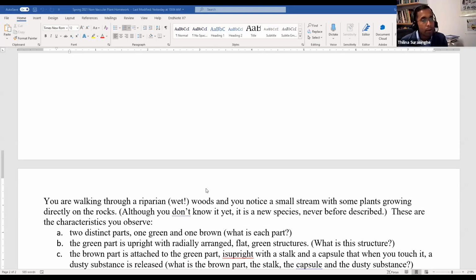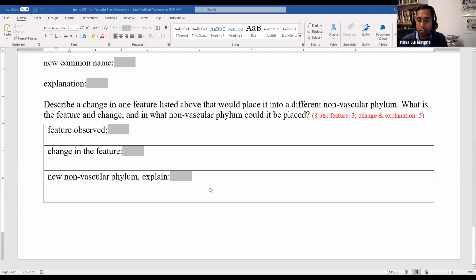Emily, go ahead. I had a question about the last question. Let me share that back. Ask your question. So it's like we have to give it a quality that we think would place it into a different phylum than we originally think it goes in. That is correct. Let's read through it since you asked. The very last part: describe a change in one feature listed above that would place it into a different non-vascular phylum.